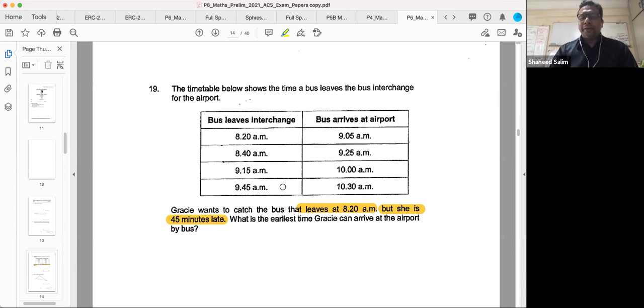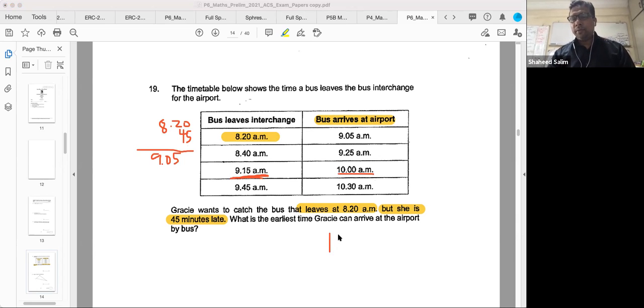Now they're asking what time will she arrive at the airport. She wants to take the 8:21, but she was late. How many minutes late? Okay, let us see. I won't respond to your answers yet. She was 45 minutes late. So now we add 45 minutes. When you plus 45 minutes, what do you get? You get 9:05. 9:05, she can only take this. The earliest bus she can take is this one. Earliest time she reaches is 10 a.m. You'll get it.